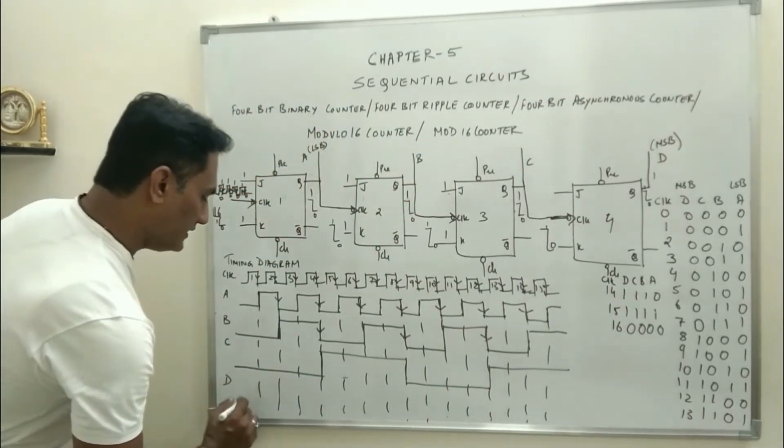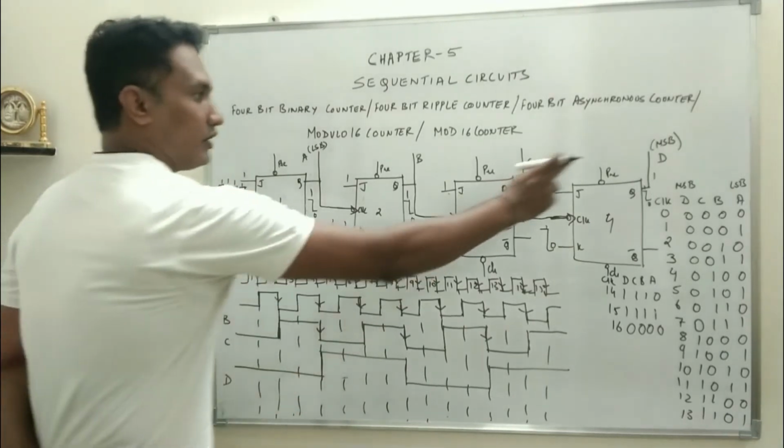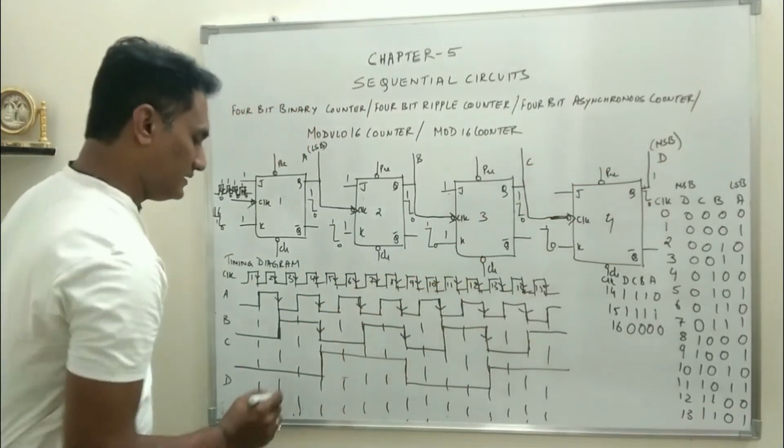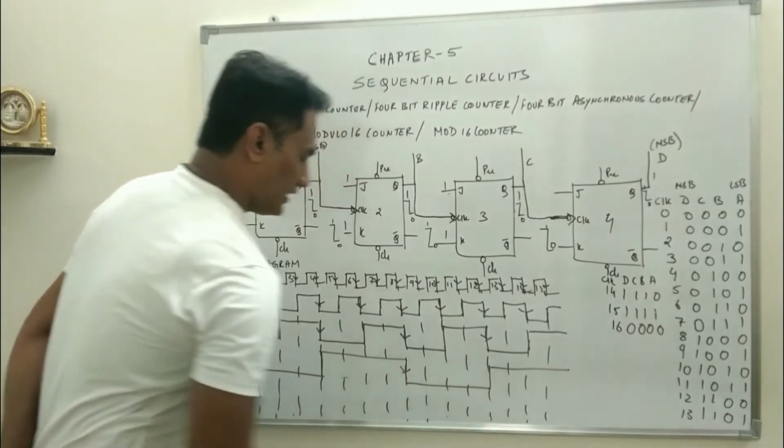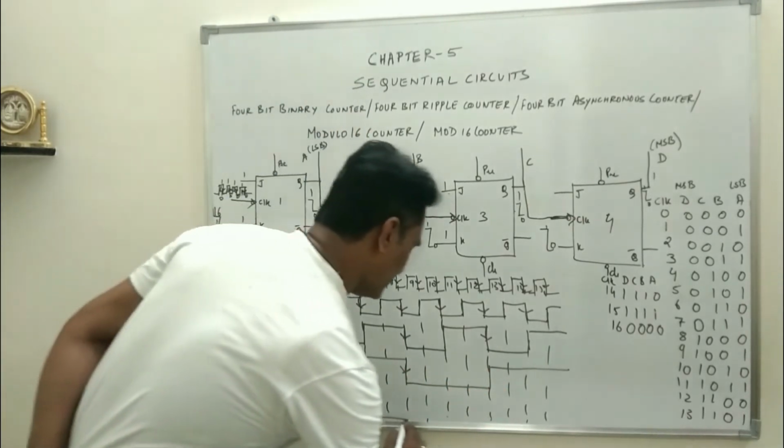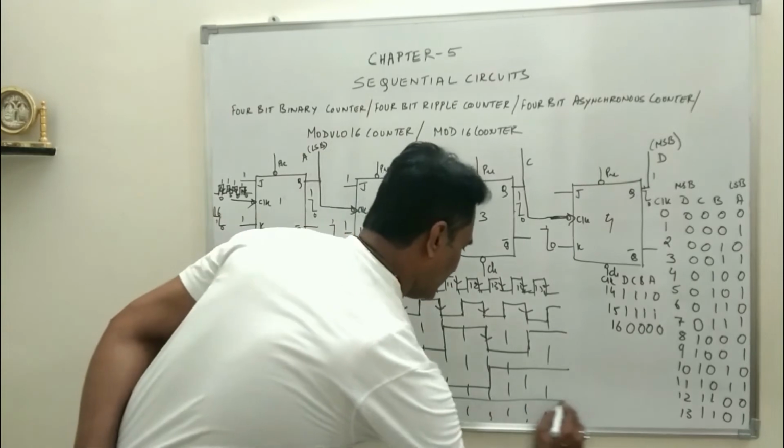And last, D. The output D depends upon C. Whenever C goes from 1 to 0, the flip-flop will change its state. So initially it will be 0. Here it will become 1.